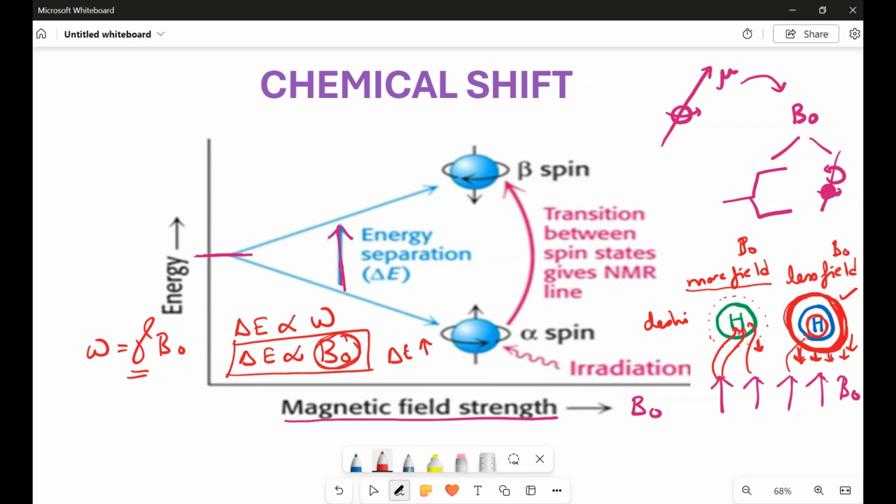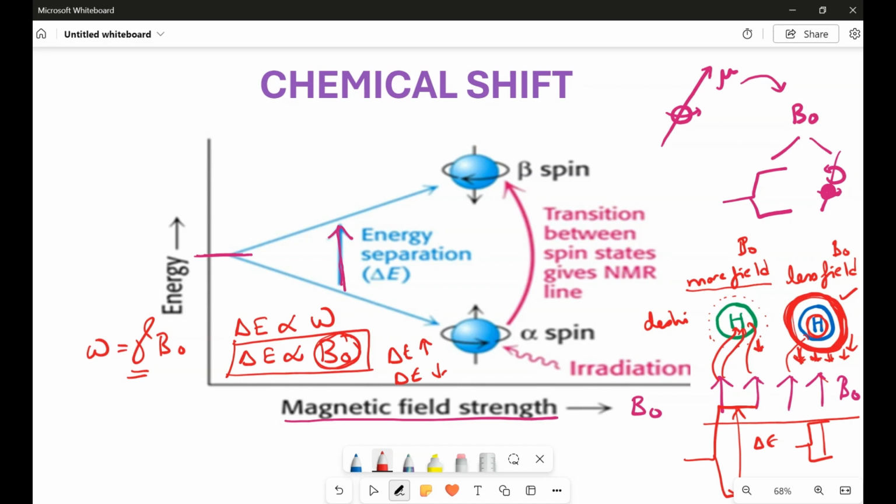And these shielded hydrogens, which are experiencing less magnetic field, will have less energy separation. Clear? Obviously. So I have two different types of hydrogens here based on the field which they are experiencing. This particular hydrogen will have a larger separation of energy levels, and this will have a smaller separation of energy levels. Is this point clear? So here I have different separation of energy levels.